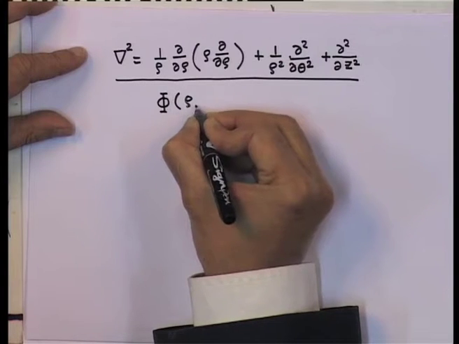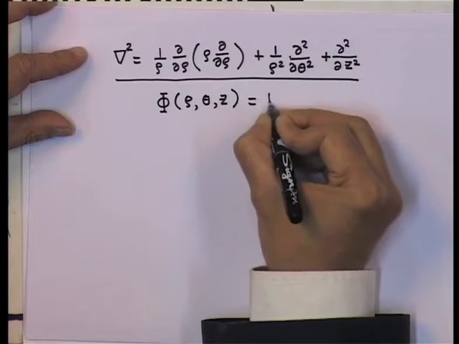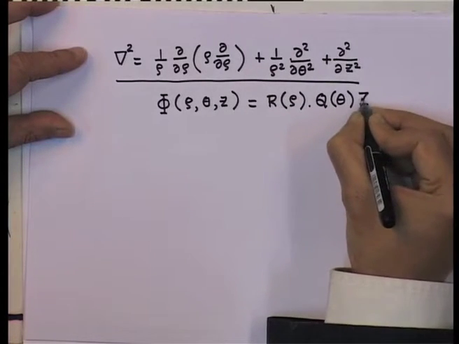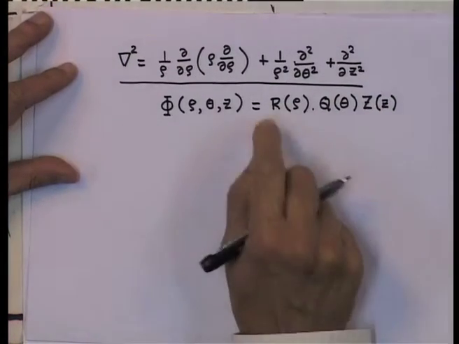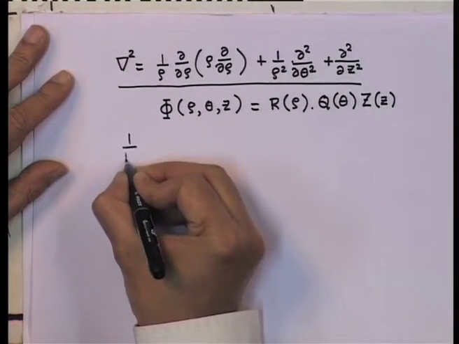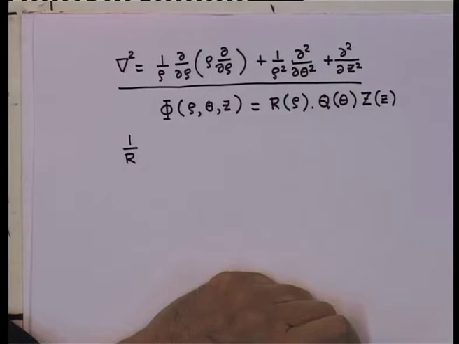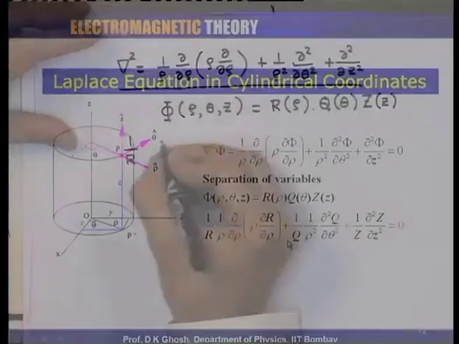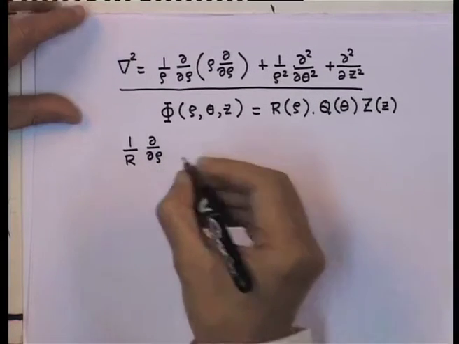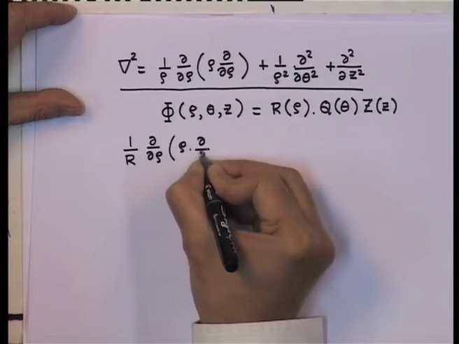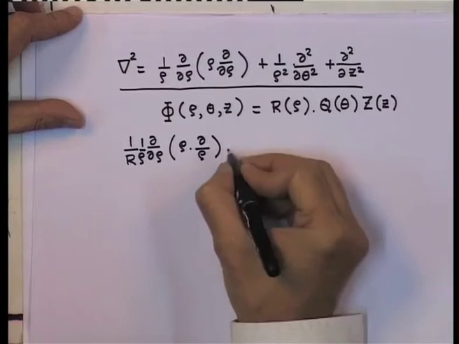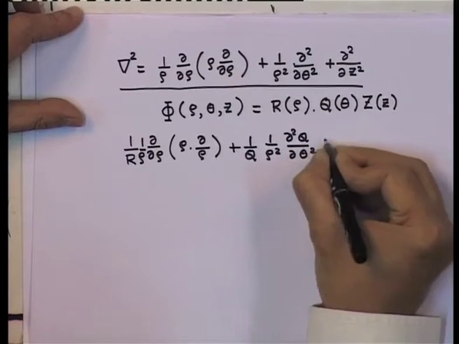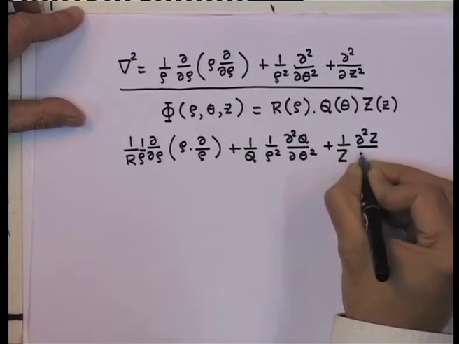Now, like the case of the spherical polar, I can solve this problem by first talking about a separation of variables. Remember, the variables here are rho, theta and z. So I write this as a function R of rho, a function Q of polar angle theta, and a function capital Z of the z variable. Remember what we do? We substitute this into the equation, then divide the entire equation by R, Q and Z, and this gives me 1 over R 1 over rho d by d rho of rho d R by d rho, plus 1 over Q 1 by rho square d square Q over d theta square, plus 1 over Z d square Z over d z square equal to 0.